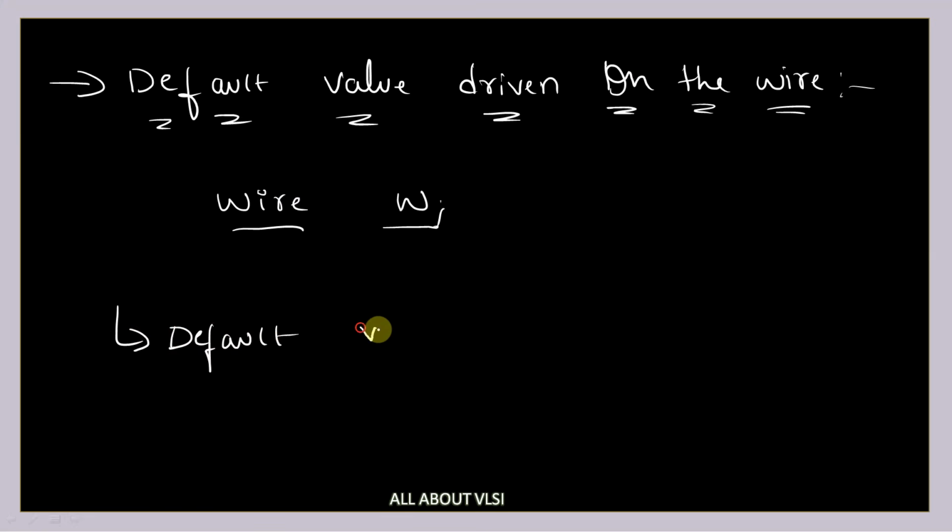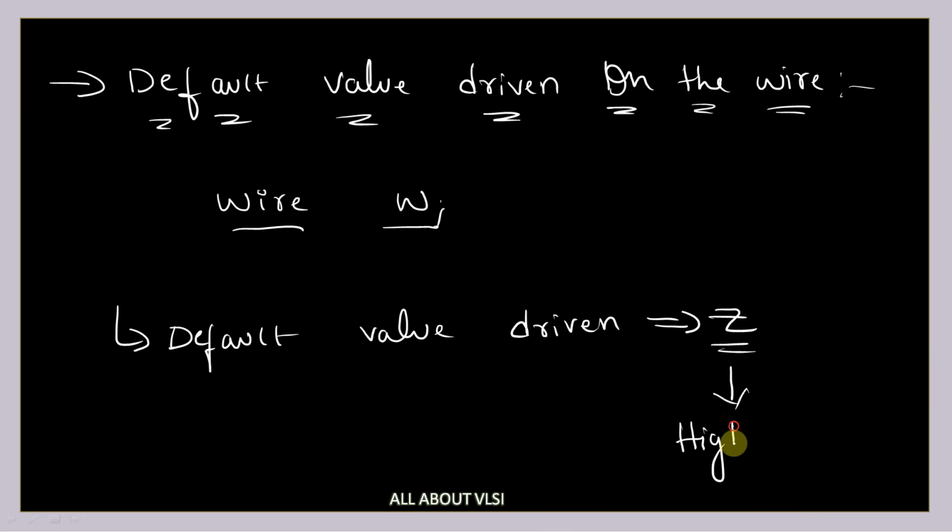Default value driven will be Z. And if you display the value of this wire, you will get your console output as Z itself. And this Z is nothing but high impedance. Basically in Verilog, we have 4 values which are possible. One is 0 and another is 1. Next is X and next is Z. Only these 4 values we are going to observe in our Verilog.